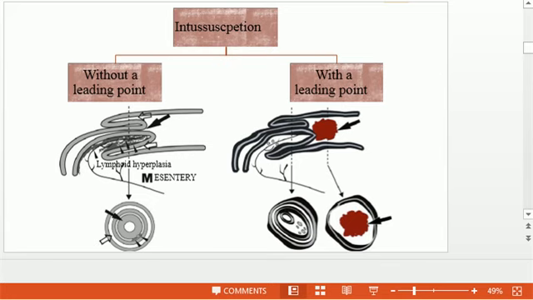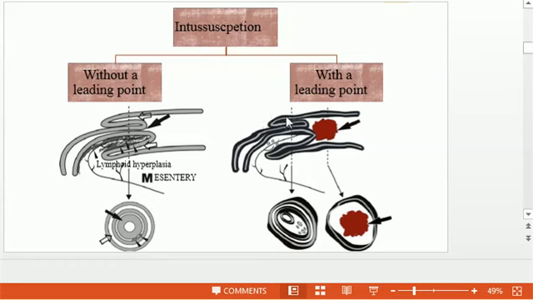Here you can see intussusception without a leading point. This is the proximal gut and this is the distal gut. The proximal gut is invaginating into the distal gut, but there is no leading point here. Only lymphoid hyperplasia is seen, which I narrated in infants. Hyperplasia of the Peyer's patches may be an initiating cause.